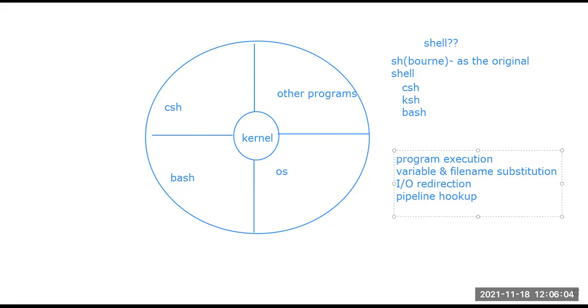The fifth one we can talk about is environment control and the interpreted programming language, interpreting the programming language. So these are the responsibilities of a shell. Each of the parts, starting from program execution, variable file name substitution, IO redirection, pipeline hookup, environment control, and interpreting the programming language, we are going to discuss one by one.